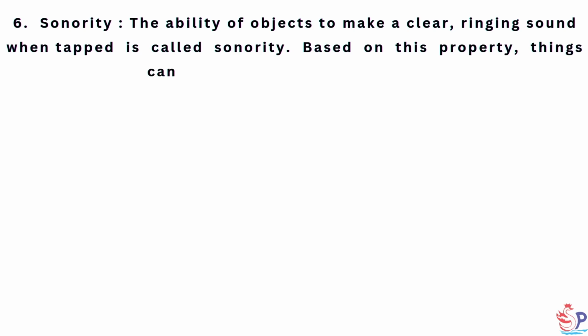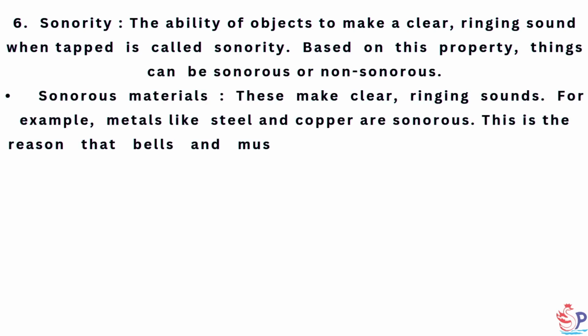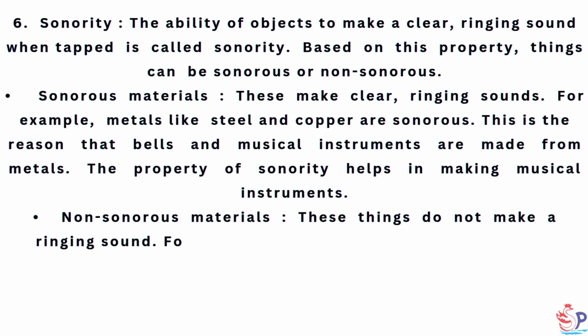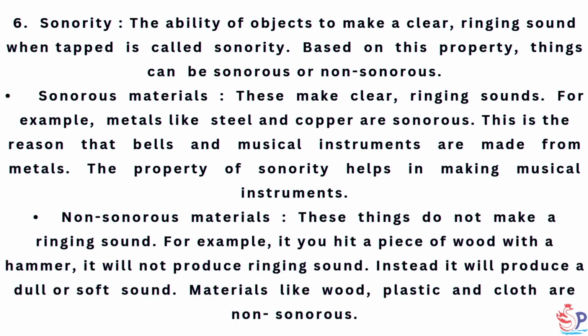6. Sonority. The ability of objects to make a clear, ringing sound when tapped is called sonority. Based on this property, things can be sonorous or non-sonorous. Sonorous materials make clear, ringing sounds. For example, metals like steel and copper are sonorous. This is the reason that bells and musical instruments are made from metals. The property of sonority helps in making musical instruments.